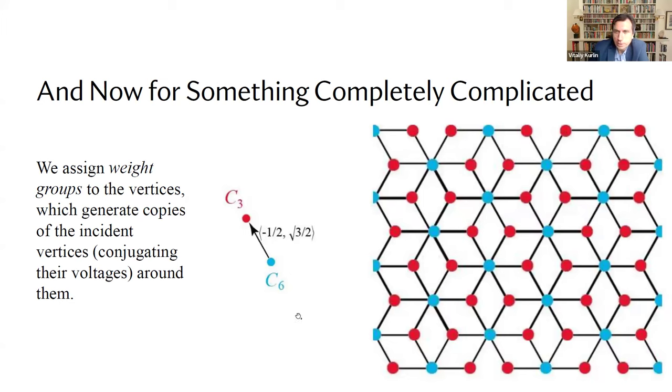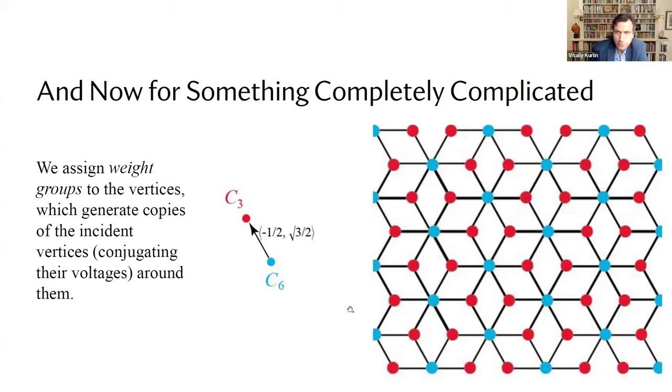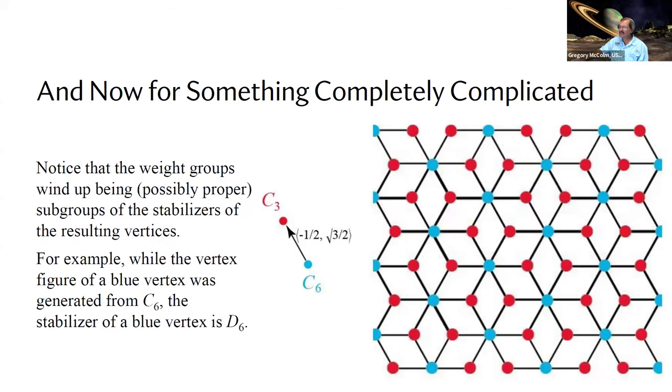Okay, so by symmetries, could I clarify, you mean a subgroup of Euclidean isometries? Symmetries are going to be those isometry groups that are also a symmetry of the structure, so preserving the structure. Okay, thank you. Okay, so here's the point. I get the stabilizer of the blue vertex is D6. Stabilizer of the red vertex is D3.